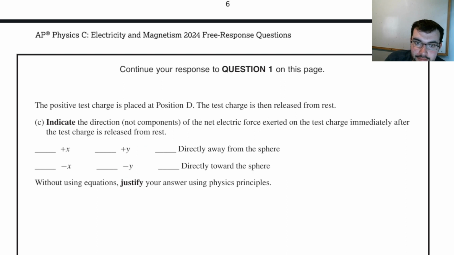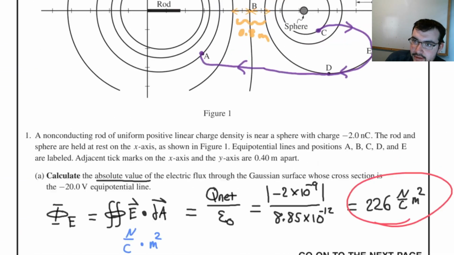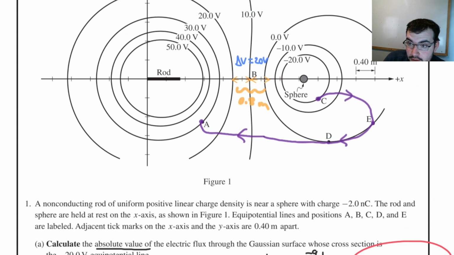All right. A positive test charge is placed at point D. The test charge is released from rest. Indicate the direction, not components, of the net electric force immediately after it's released. So we're looking at position D, which is right here. So we are asking, where does the force point? It's a positive charge, and really, there's only two options.